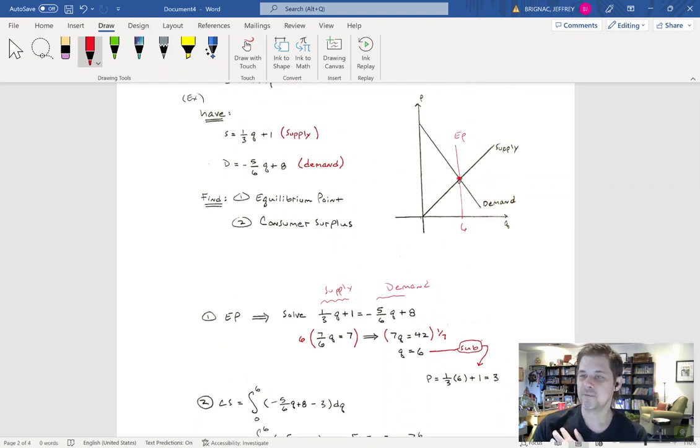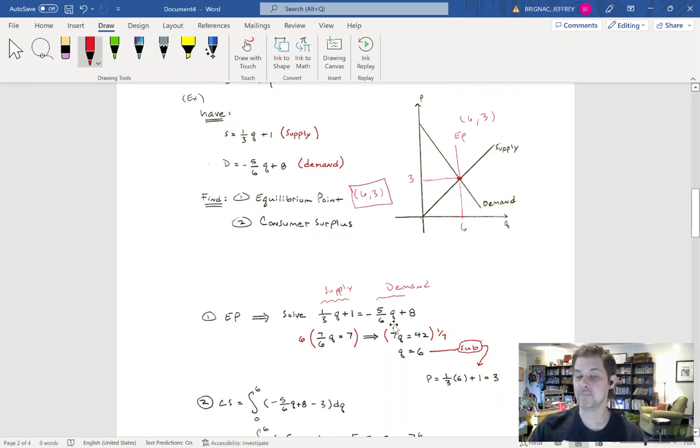So for this equilibrium point, the equilibrium quantity is 6 and the equilibrium price is 3. Or you could say that the point where the two intersect is 6 for the first coordinate and 3 for the second. So there you go, the equilibrium point. I'll write it here, 6 and 3. Now next, consumer surplus.